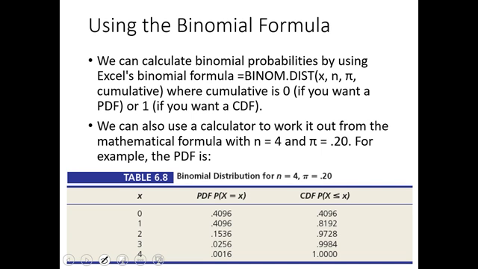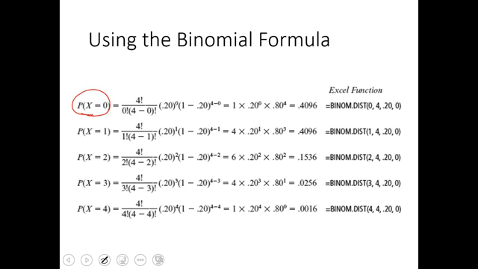Okay. Then the probability that the 4 patients in the emergency room include no uninsured patients, that is, the probability that X, the number of uninsured patients, is 0, is 4 factorial divided by 0 factorial times 4 minus 0 factorial. This equation comes from the general formula.